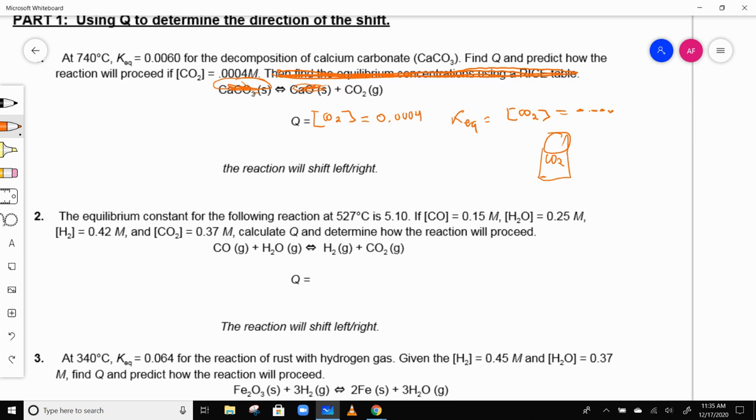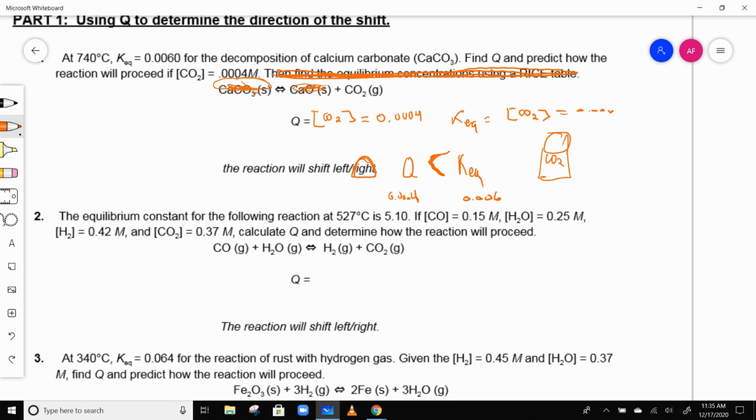So if we compare Q and KEQ, Q is smaller than KEQ. Q is 0.0004 and KEQ is 0.006. So Q is smaller than KEQ, meaning the concentrations right now are not high enough on the product side, so we need more products. So it's going to shift to the right, so that Q gets bigger and approaches KEQ.